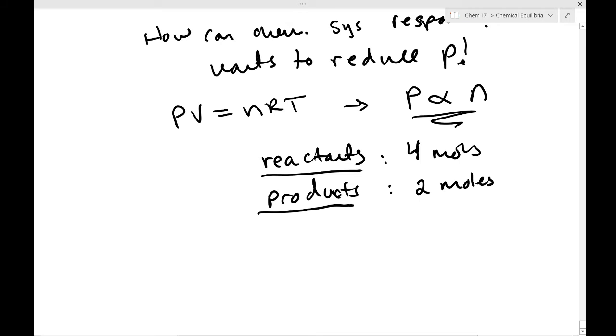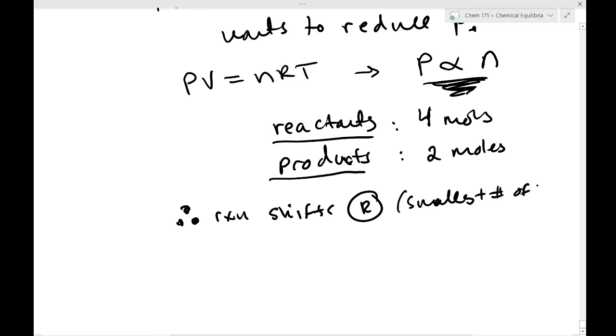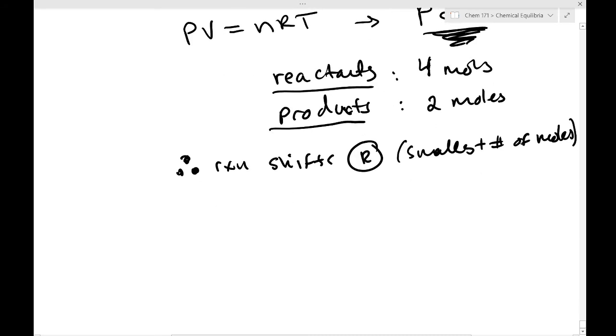Because remember, pressure is proportional to the number of moles. So in a case where you're increasing the pressure of a system, the reaction will go towards the direction of lowest number of moles. So in this case, the reaction shifts towards the right, which is the smallest number of moles in the reaction.